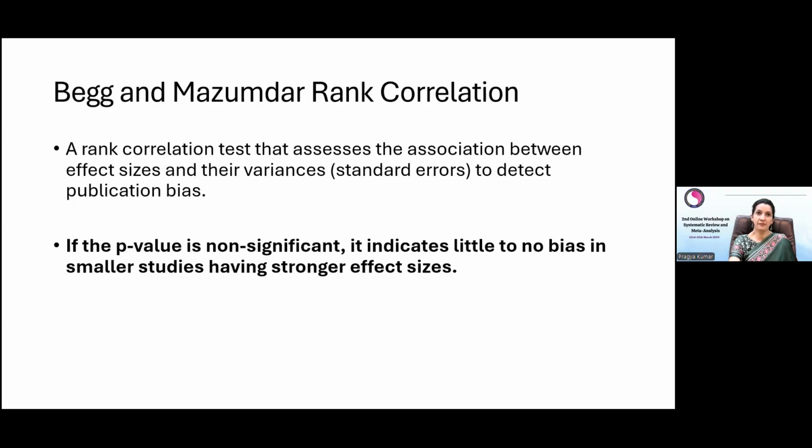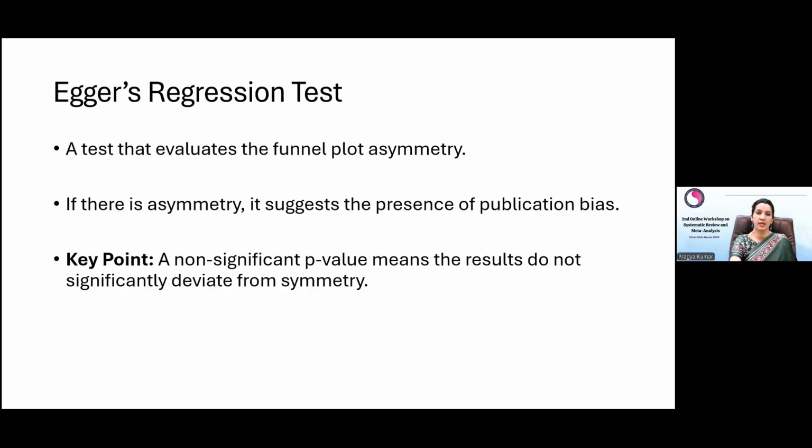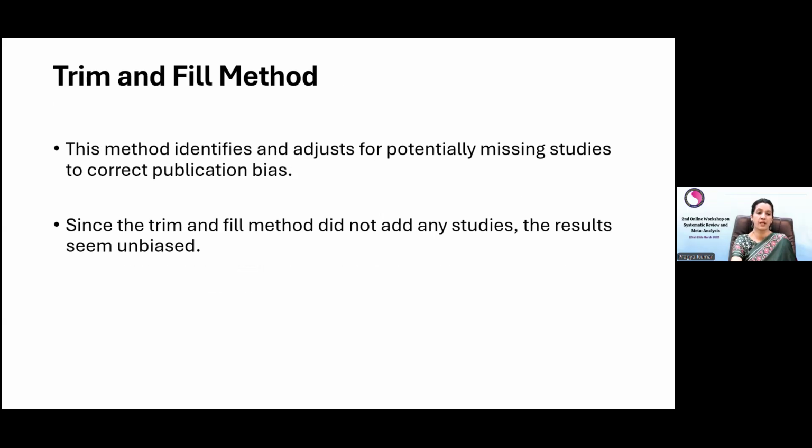In this case, if it is non-significant, then it shows you that there is no bias. Then there is a third one, which is the Egger's regression test. Here also, it tells you the symmetry around the funnel plot. So if there is an asymmetry, it tells you the presence of publication bias. And a non-significant p-value means that there is no publication bias.